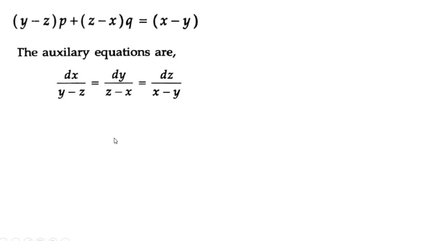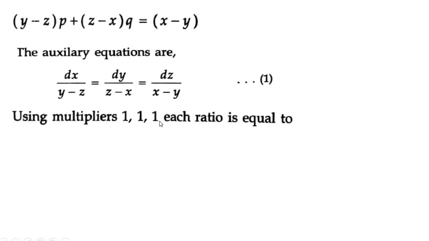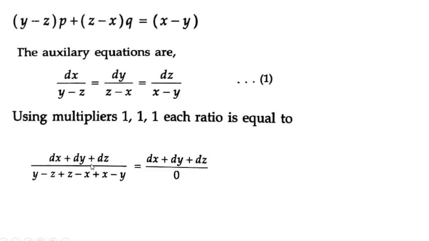But what we can do here is, even though you compare the first and second term, you have y minus z and z minus x in the denominator, right? So according to step 2, I have told you to use the multiplier, right? So what is that method? When you use a multiplier as 1, 1, 1, each ratio will be equal to dx plus dy plus dz divided by y minus z plus z minus x plus x minus y.